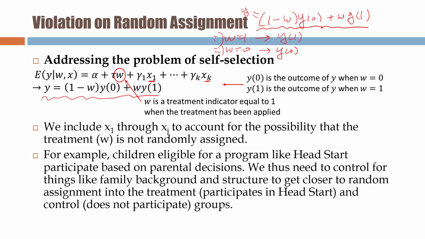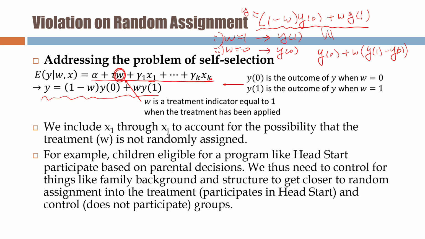So I can change this one a little bit differently. It's y0 plus w times (y1 minus y0). Right? Basically, this is the same equation. So using this one, we will create another regression model, so that we can find out the effect of W, which is the treatment.